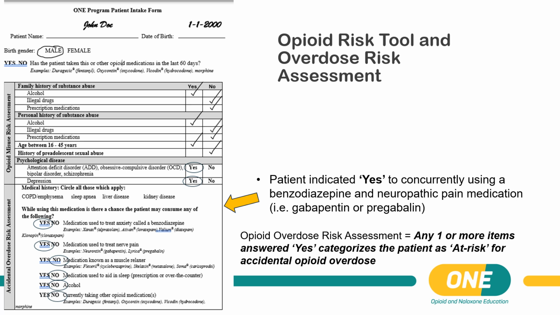So this section is different from the above ORT portion, in which the overdose risk assessment is not weighted and does not need a scoring tool.